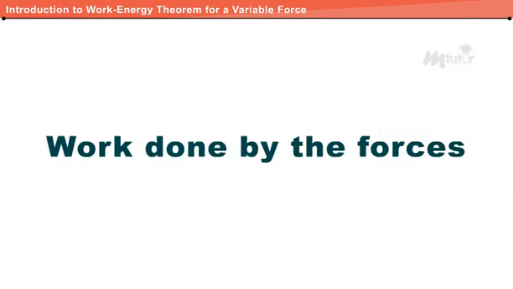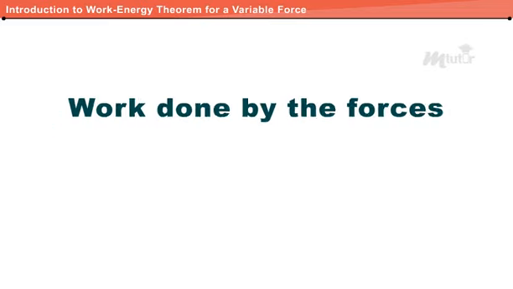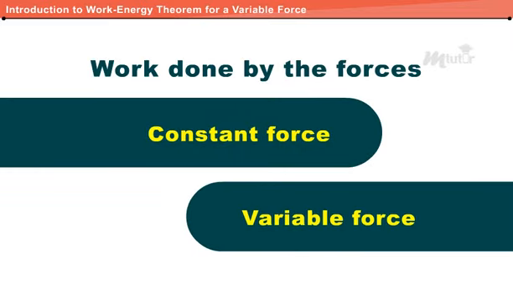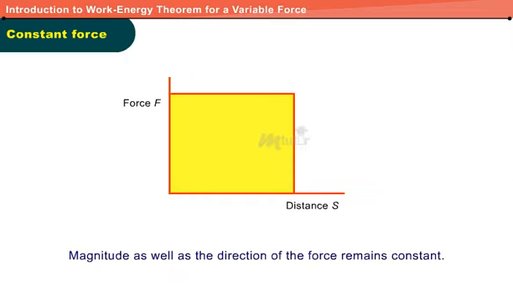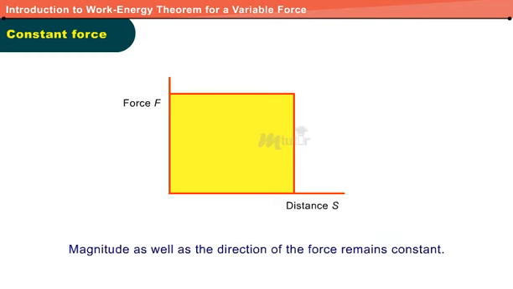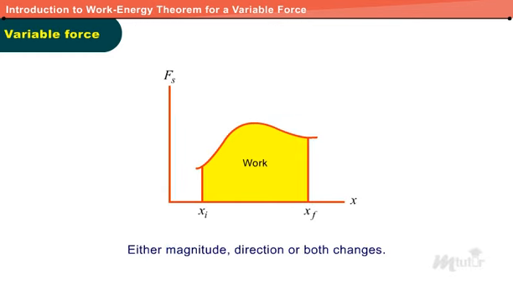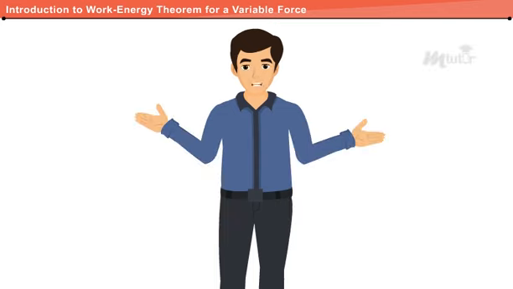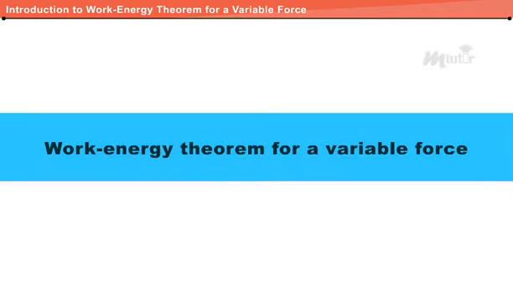In nature, the work done by forces is of two types: constant force and variable force. If the magnitude as well as the direction of the force remains constant, then the force is of constant nature. If either magnitude, direction or both change, then the force is of variable nature. In this video, we will learn more about the work-energy theorem for a variable force.